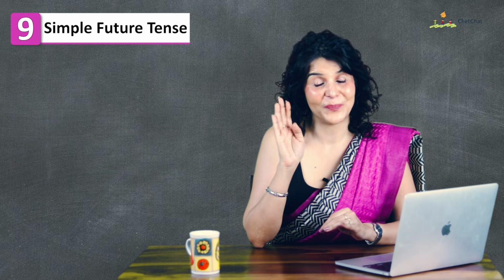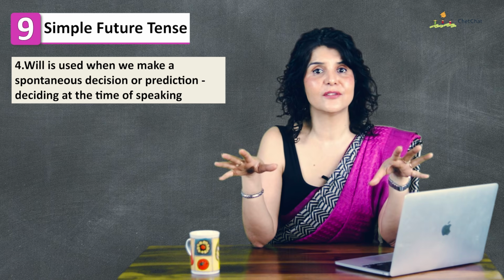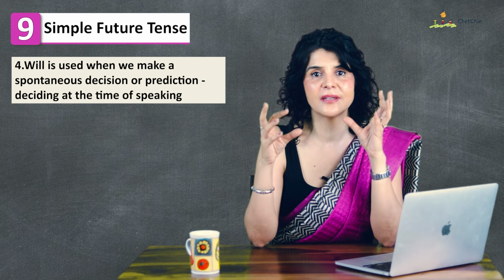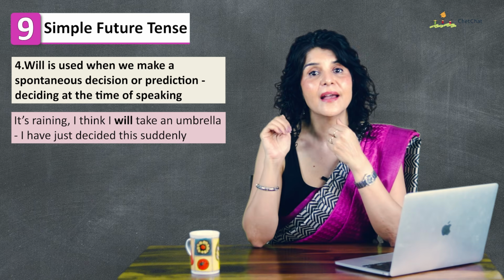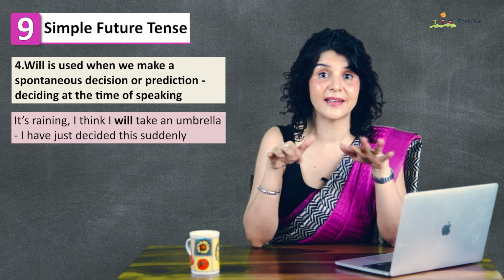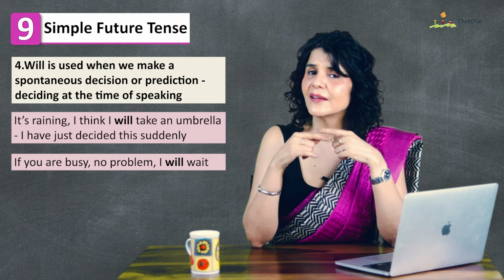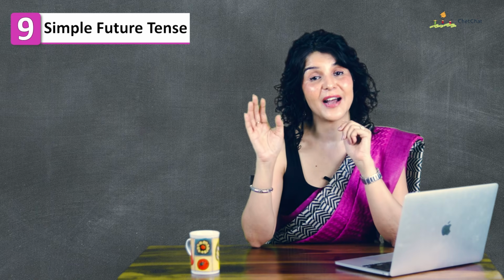Use number 4. Will is used when we make a spontaneous decision or a prediction, deciding at that time. It's raining. I think I will take an umbrella. I have just decided this suddenly. If you're busy, no problem. I will wait.